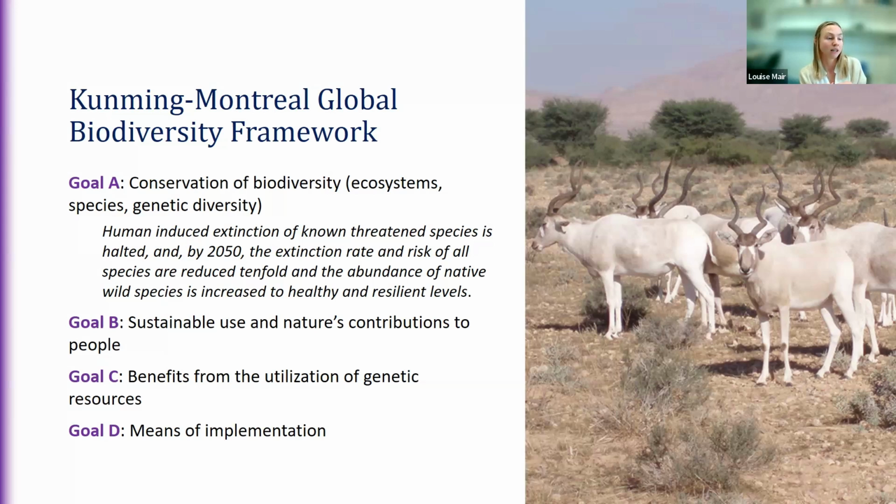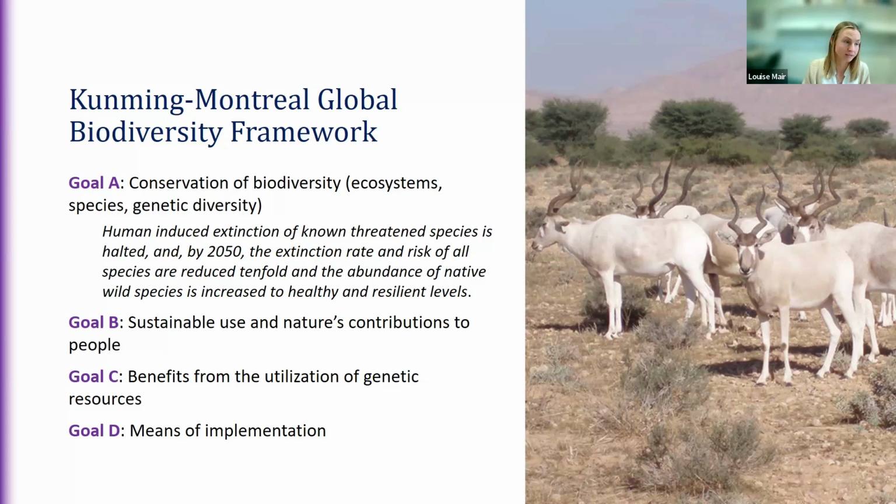So the aim is to have halted human-induced extinction of known threatened species by 2050, to have reduced the extinction rate and the extinction risk tenfold by 2050, and then also to have the abundance of native wild species increase to healthy and resilient levels. So multiple aspects of species conservation are all captured in this really ambitious goal to be achieved by 2050. That's a relatively long time frame, 2050.